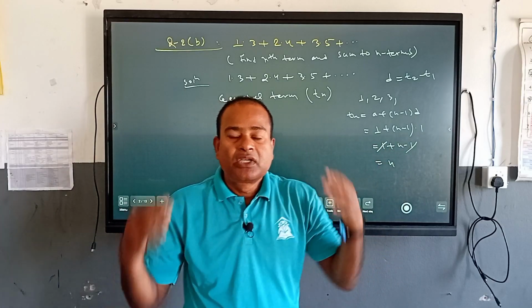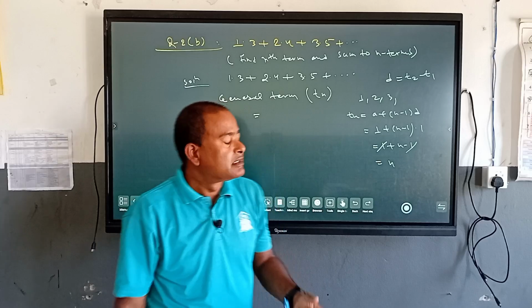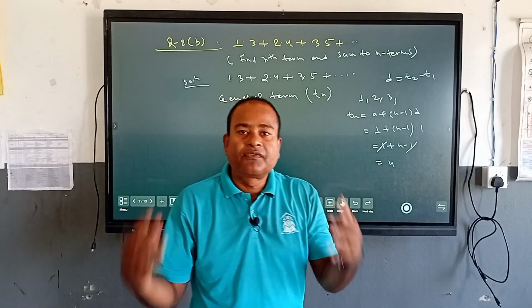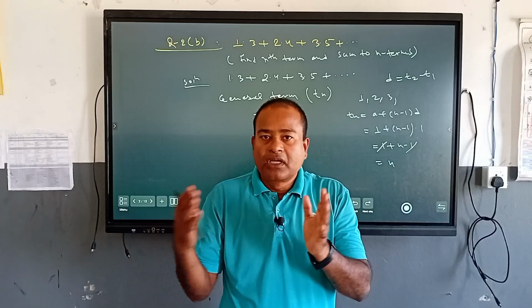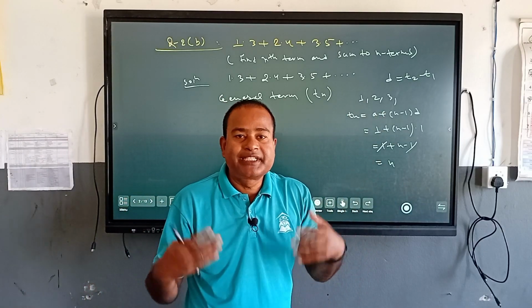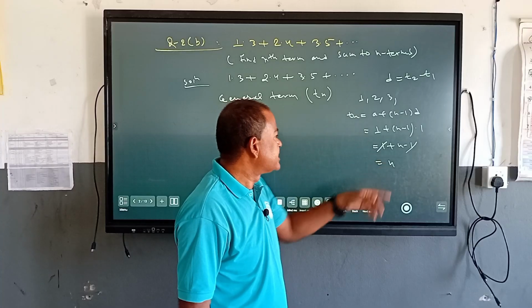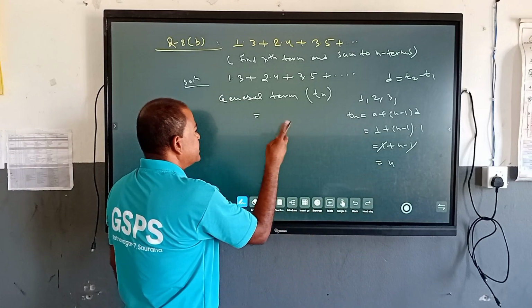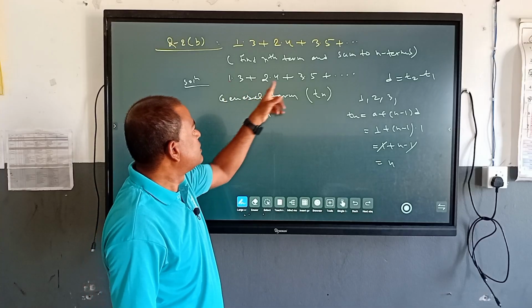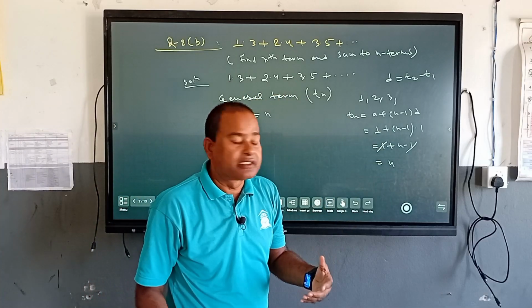So dear students, we have to keep in mind that the general term, or we can say the nth term of the first n natural numbers, we can write directly as n. So Tn means the nth term of 1, 2 and 3, we can write as n.